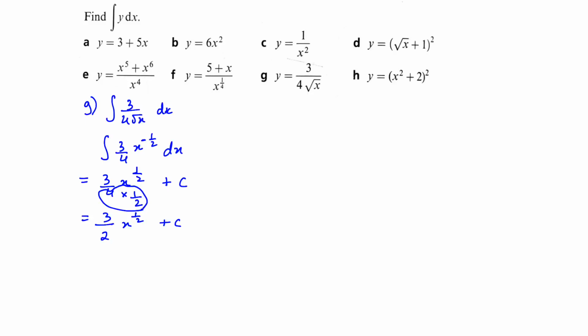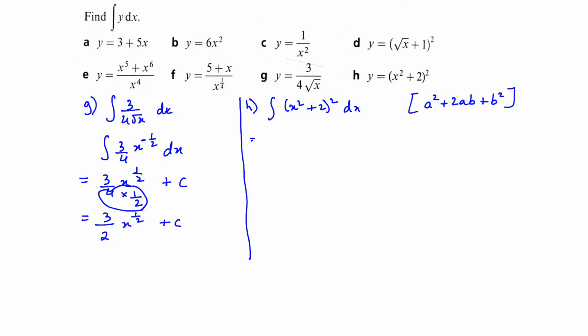Moving on to the next question. We have x squared plus 2 squared dx. Again, there's a bracket, so we have to expand the bracket, and we are going to use the rule a square plus 2ab plus b square. When we do that, we will get x to the power of 4 plus 4x squared plus 4 dx. This is what we are going to integrate.